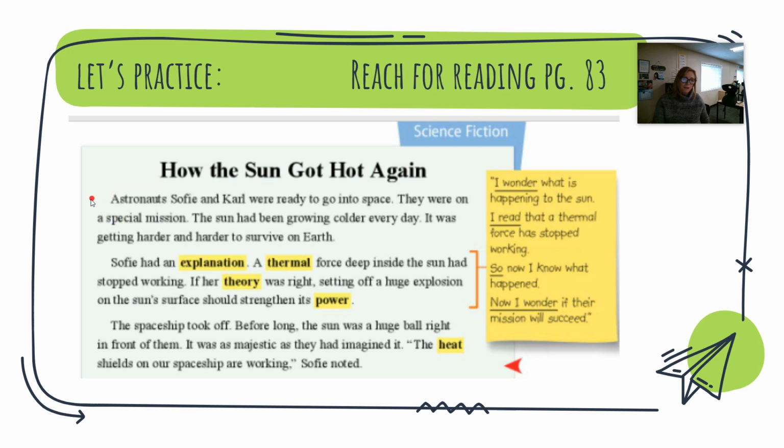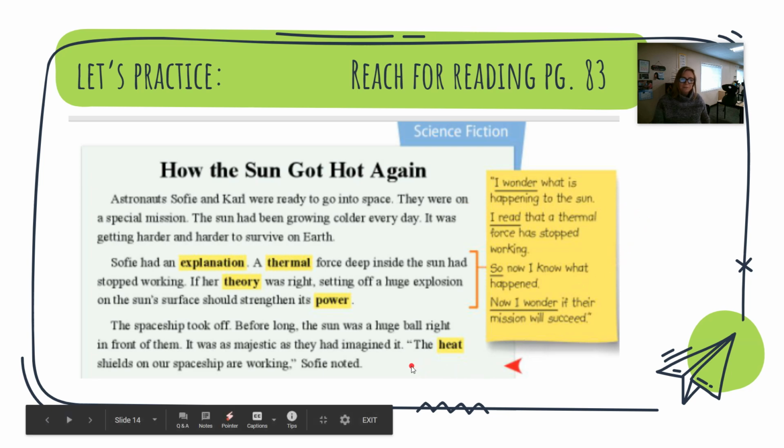How the Sun Got Hot Again. Astronauts Sophie and Carl were ready to go into space. They were on a special mission. The sun had been growing colder every day. It was getting harder and harder to survive on Earth. Sophie had an explanation. A thermal force deep inside the sun had stopped working. If her theory was right, setting off a huge explosion on the sun's surface should strengthen its power. The spaceship took off before long. The sun was a huge ball right in front of them. It was as majestic as they had imagined it. The heat shields on our spaceship are working, Sophie noted.